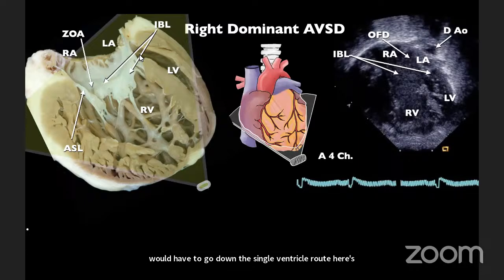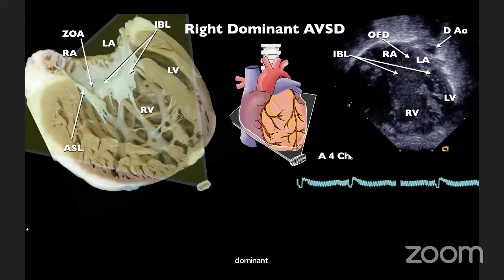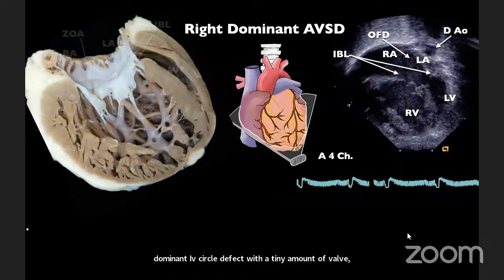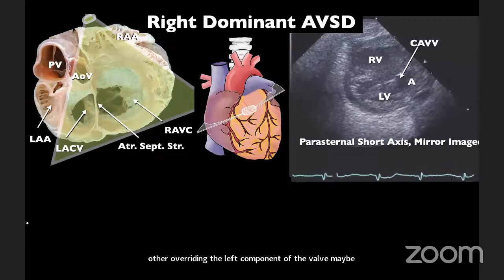Here's another beautiful example of a right dominant AV septal defect with a tiny amount of valve overriding the left component of the valve, maybe just a small papillary muscle with a sliver of the left ventricle there. And the echocardiogram shows the same.